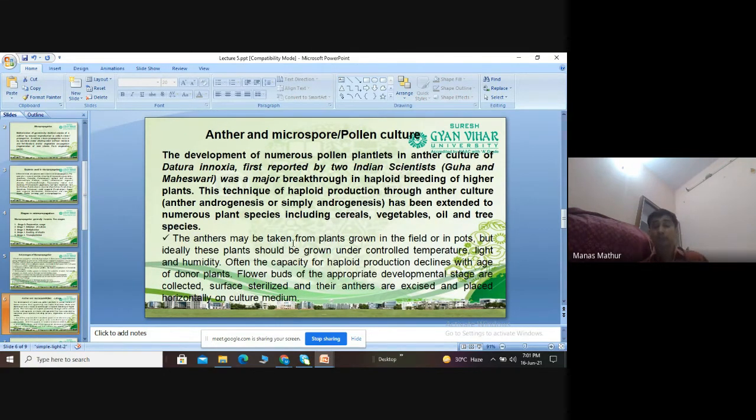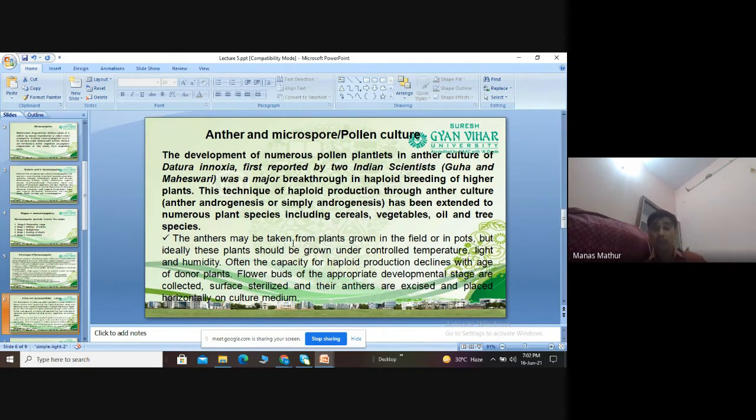Then we come to the different types of culture used in micropropagation. One of them is anther or pollen culture. Anther is the male part, and pollen is the male gamete. The development of numerous pollen plantlets in anther culture of Datura was first reported by two scientists, Guha and Maheshwari, as I told you earlier. For that, they received the Padma Shri Award. That was the major breakthrough in haploid culture. Haploid cultures are mainly produced from anther culture.